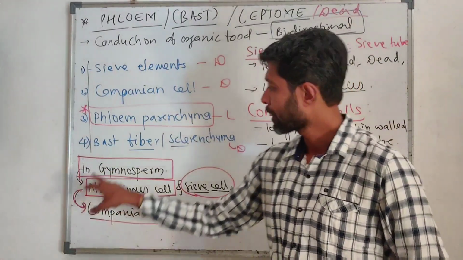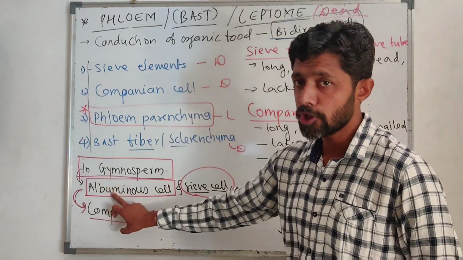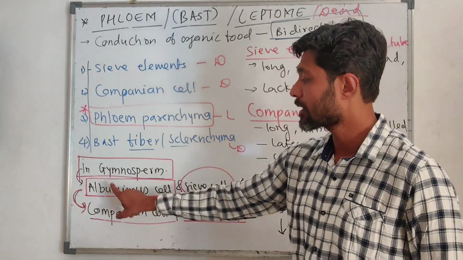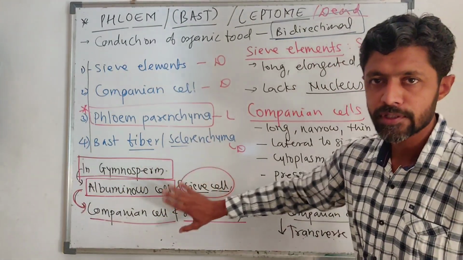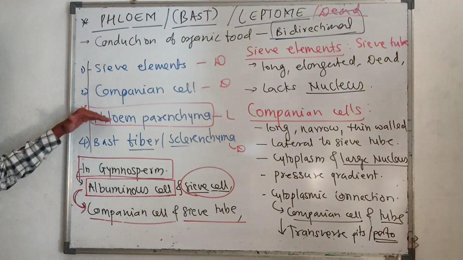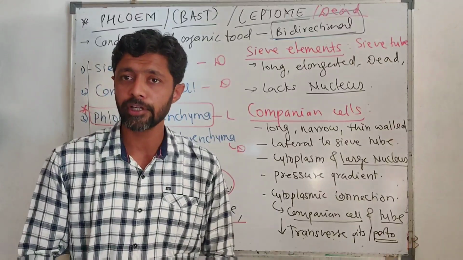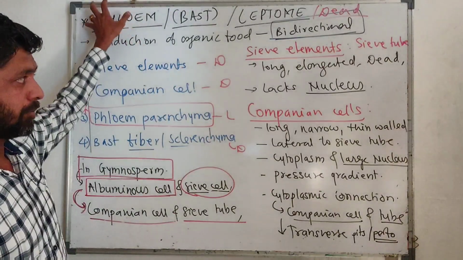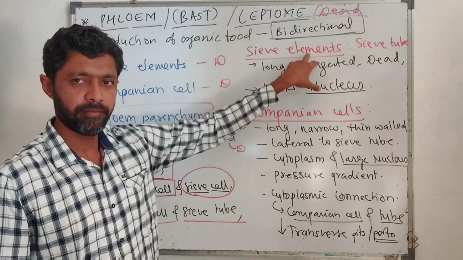Here you could get a question. In gymnosperm, companion cells are replaced by albuminous cells and sieve tubes are replaced by sieve cells. So this is an important statement for you. Now we have to consider one by one these four tissues which are responsible for the formation of phloem. So the first element we consider is the sieve element.